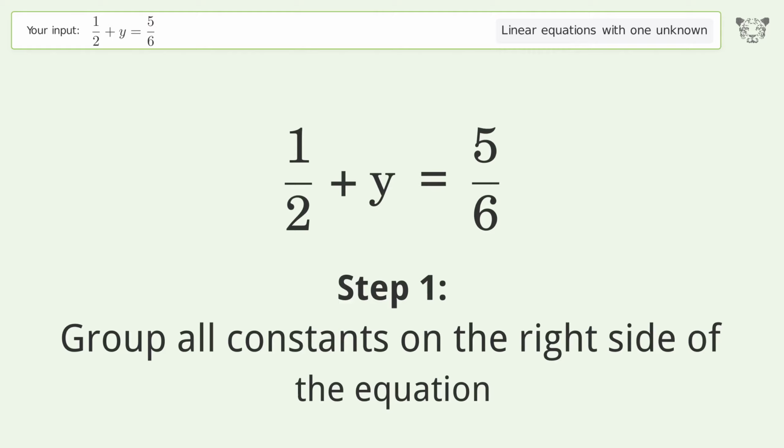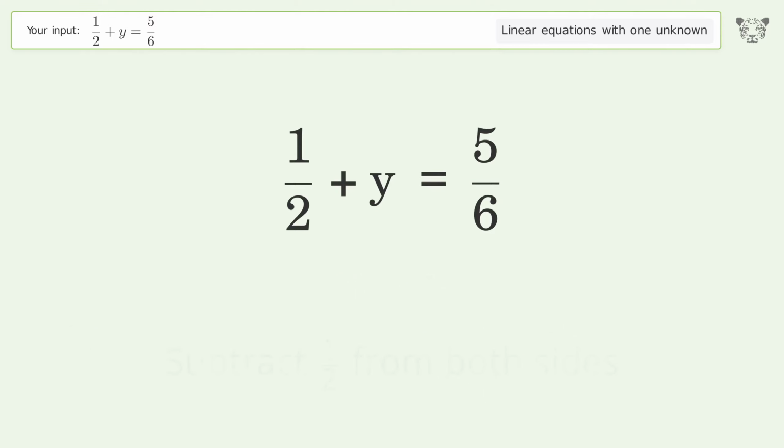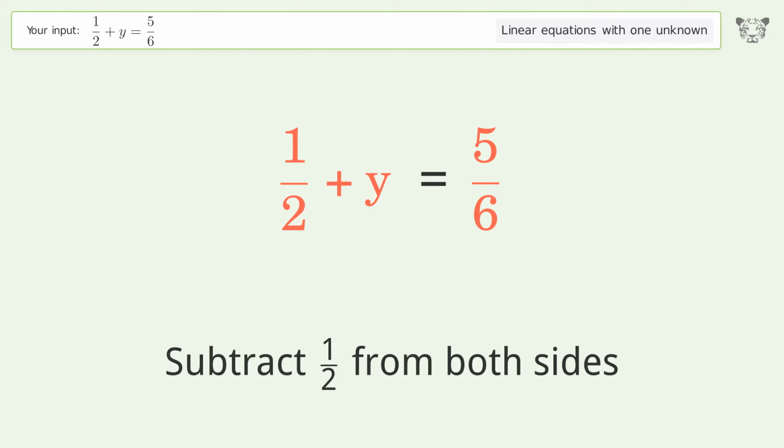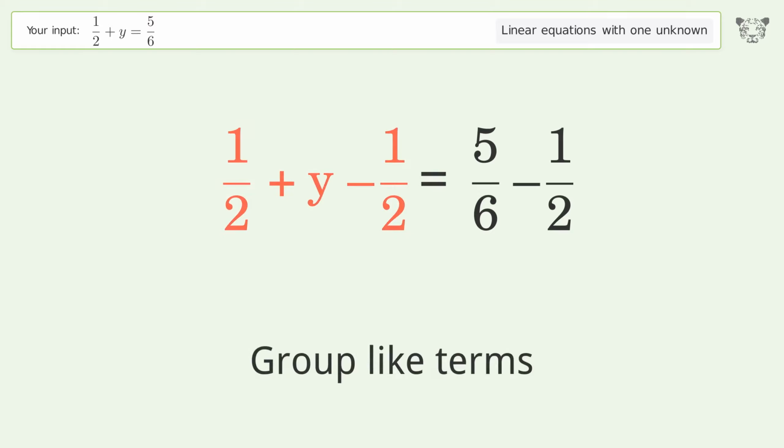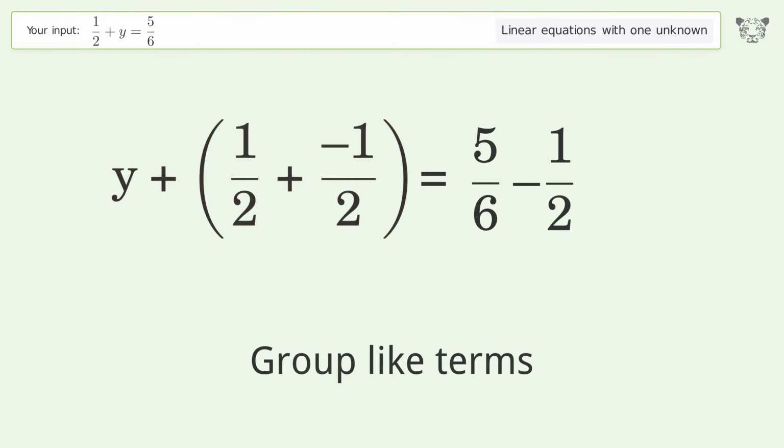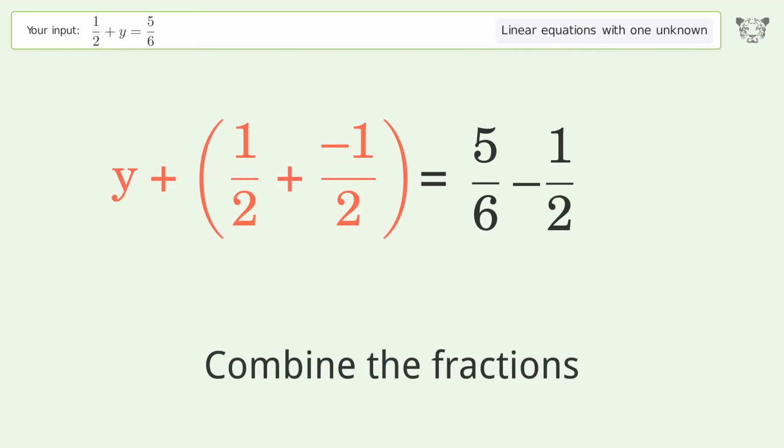Group all constants on the right side of the equation. Subtract 1/2 from both sides. Group like terms. Combine the fractions.